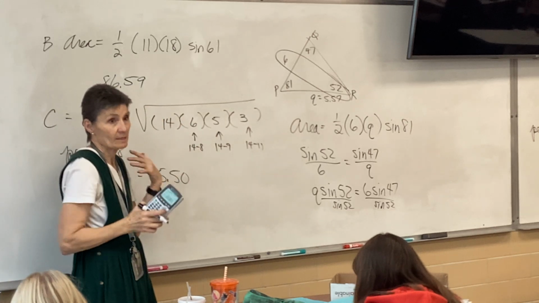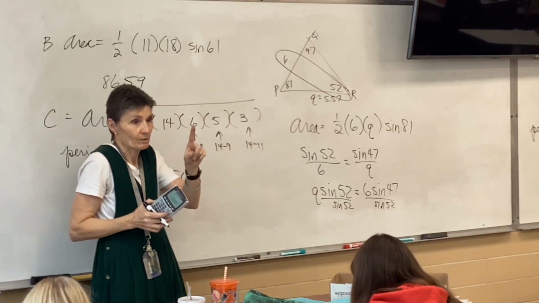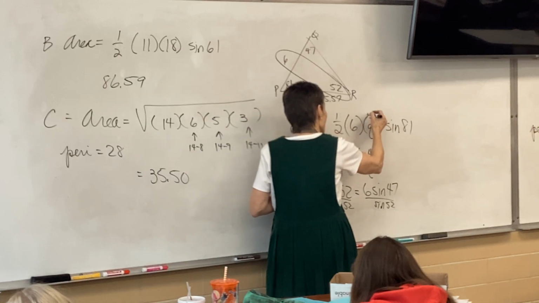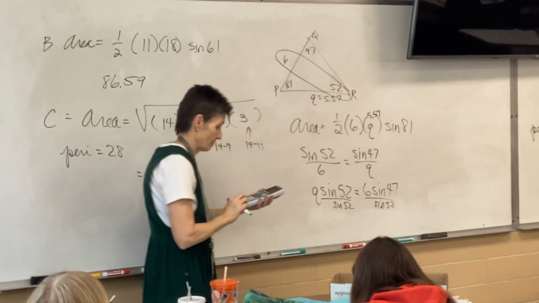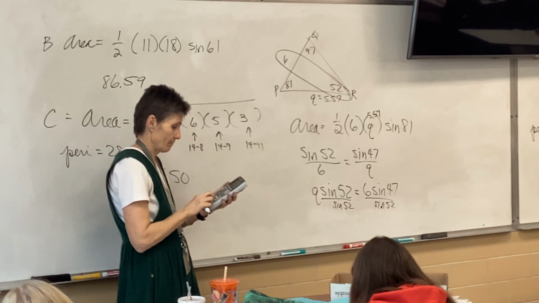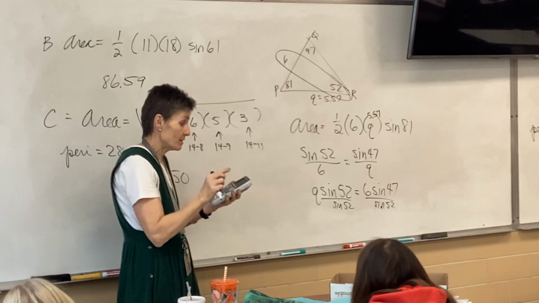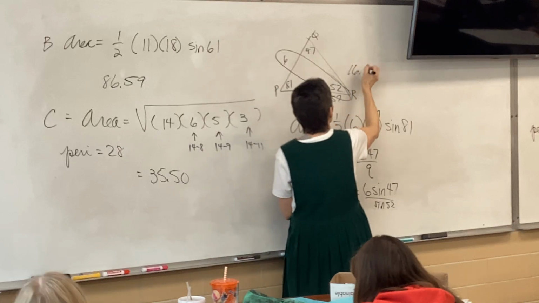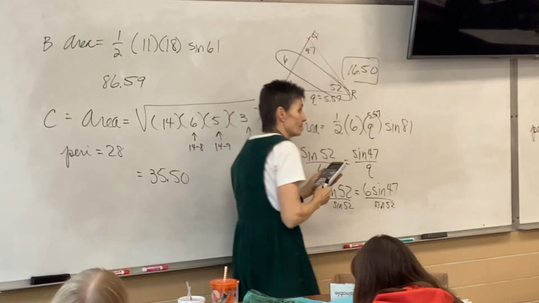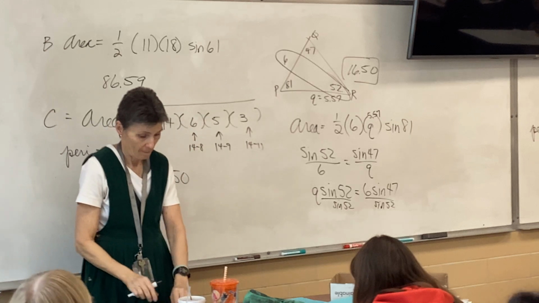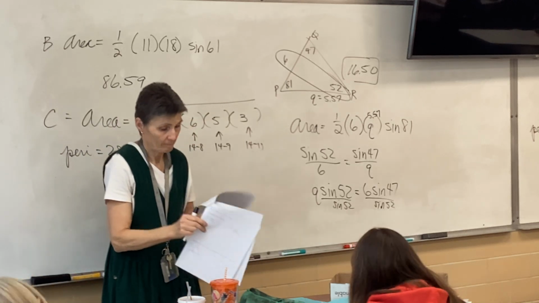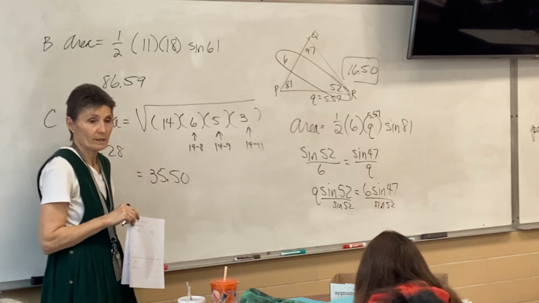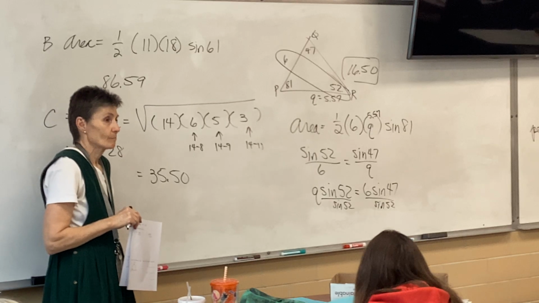And then we're all excited because we got an answer, but it's not the answer. The answer is going to be the area, right? So we're going to put that 5.57 right there. The answer is 16.50. Okie dokie smokies. All right, one more page.